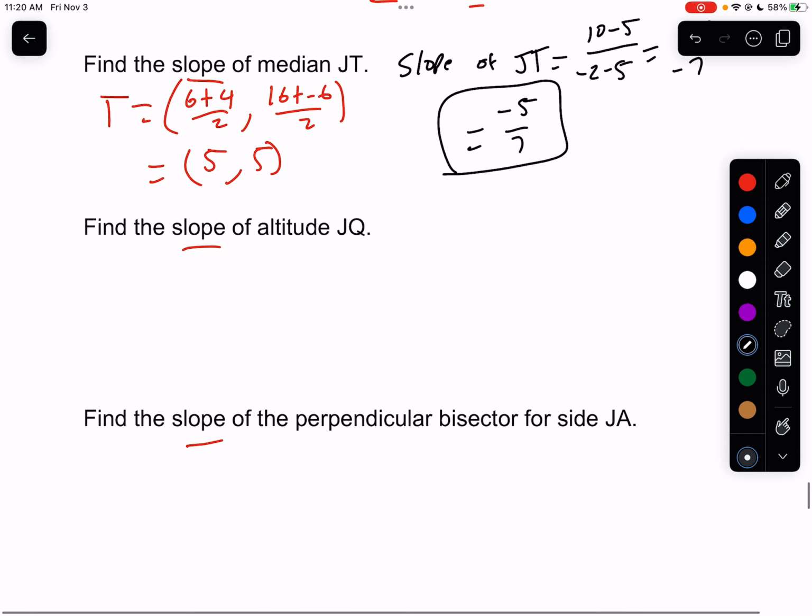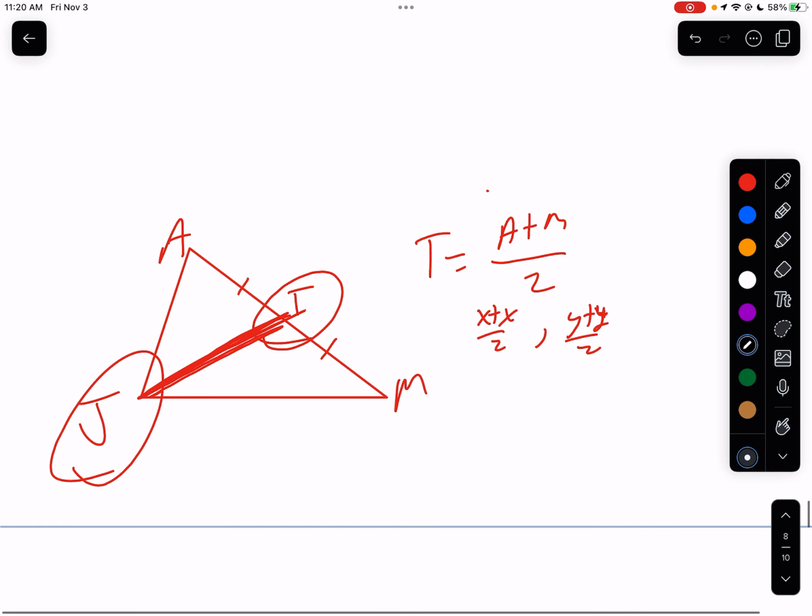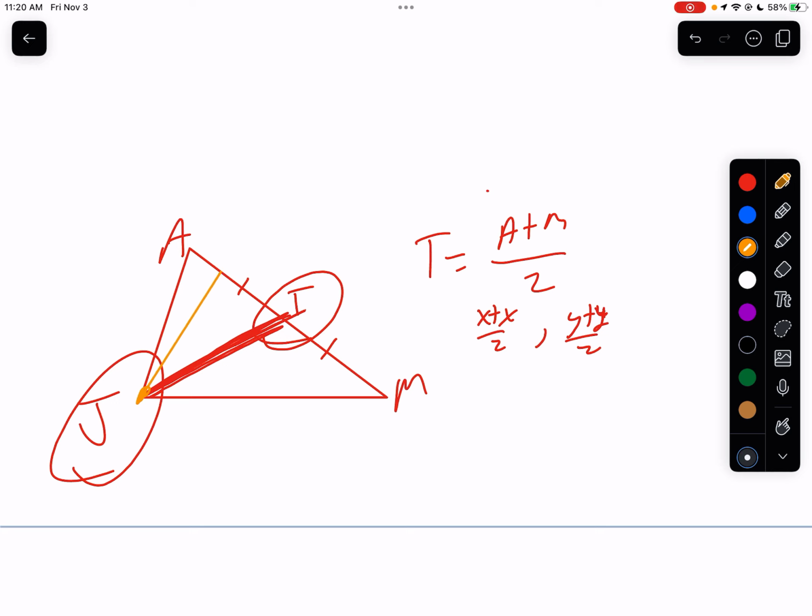All right, next one, find the slope of altitude JQ. So let's go back down here. So it's J again, but it's an altitude this time. So what do we know about altitudes over medians? Altitudes have to be perpendicular to the opposite side. We need a perpendicular slope.